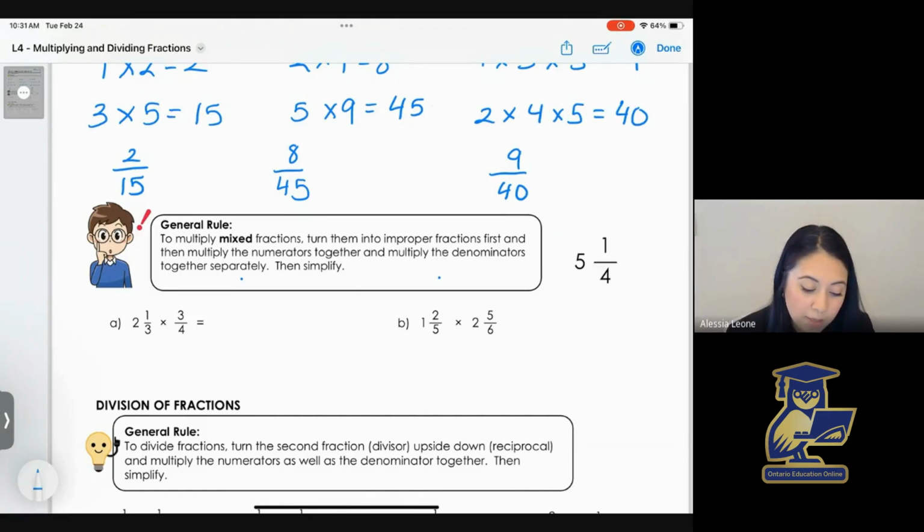Whenever you see a mixed number, you have to stop and first turn that into an improper fraction. So now we have to turn the 2 and 1 over 3 into an improper fraction. How do we do that? We multiply the denominator 3 by 2, which is 6, adding 1, which is 7. So we do 7 over 3. Let's make a side note over here.